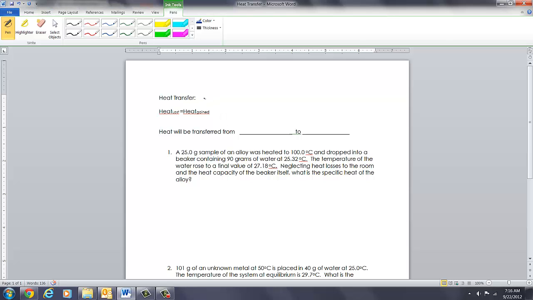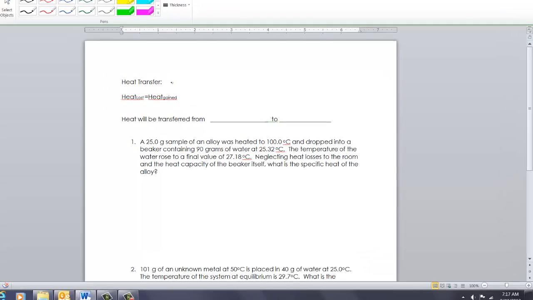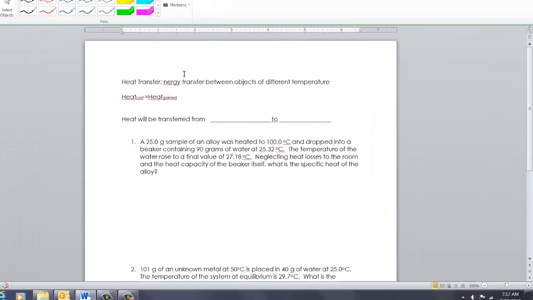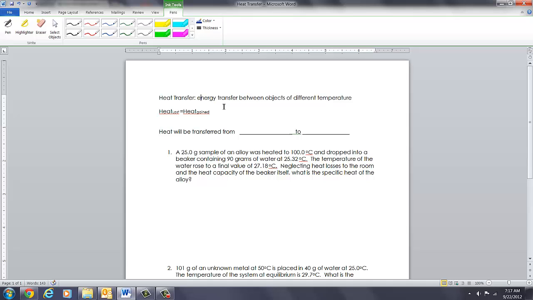So let's just look first at heat transfer. Heat transfer is just really the energy transfer between objects of different temperature. When you have a transfer, the heat lost is not really lost. It's just being absorbed or gained by one other object.